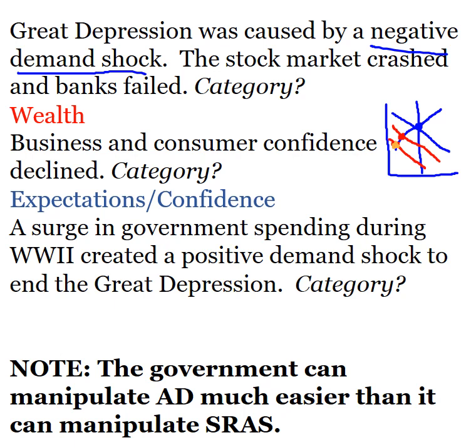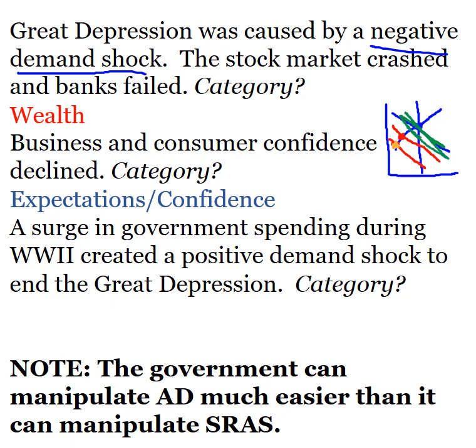So this note here at the bottom, the government can manipulate aggregate demand much easier than it can manipulate short-run aggregate supply. Because think about it, our government controls fiscal policy. It controls government spending and taxes and transfers. It can do a lot to fix aggregate demand. So, a surge in government spending during World War II created a positive demand shock. So now it's going to shift back to the right.